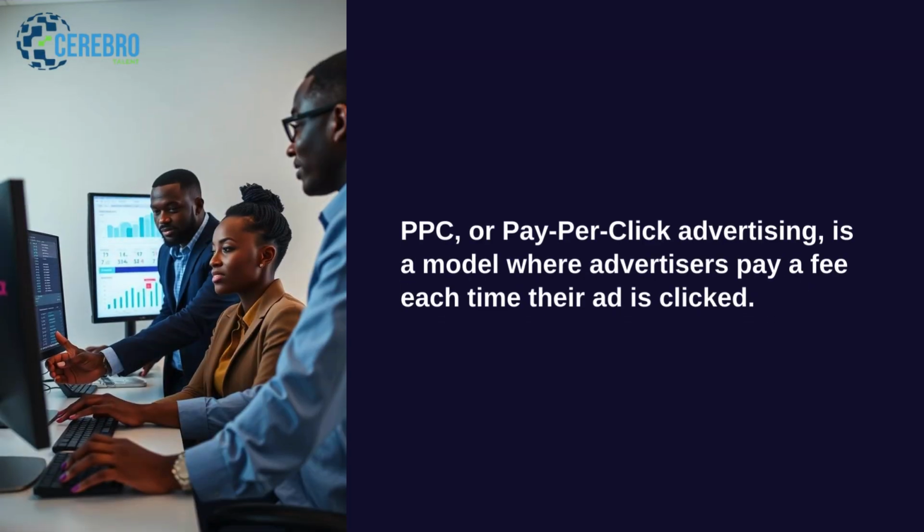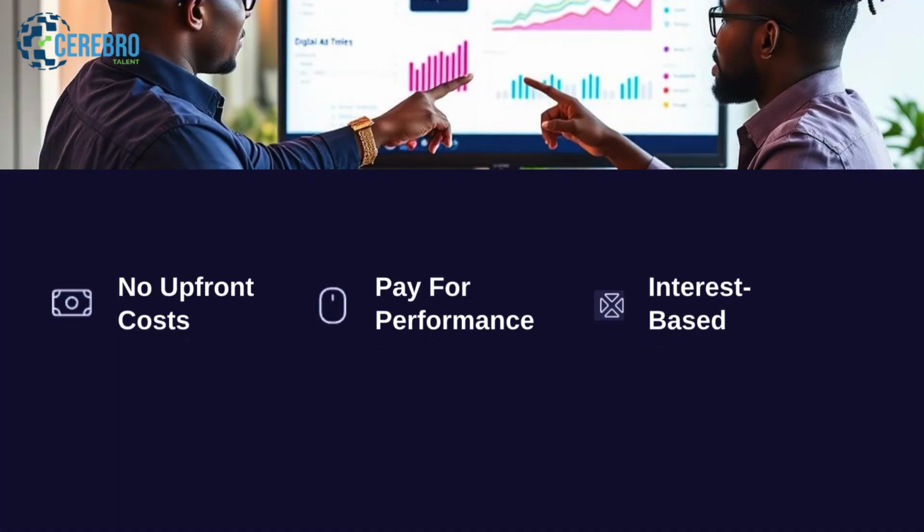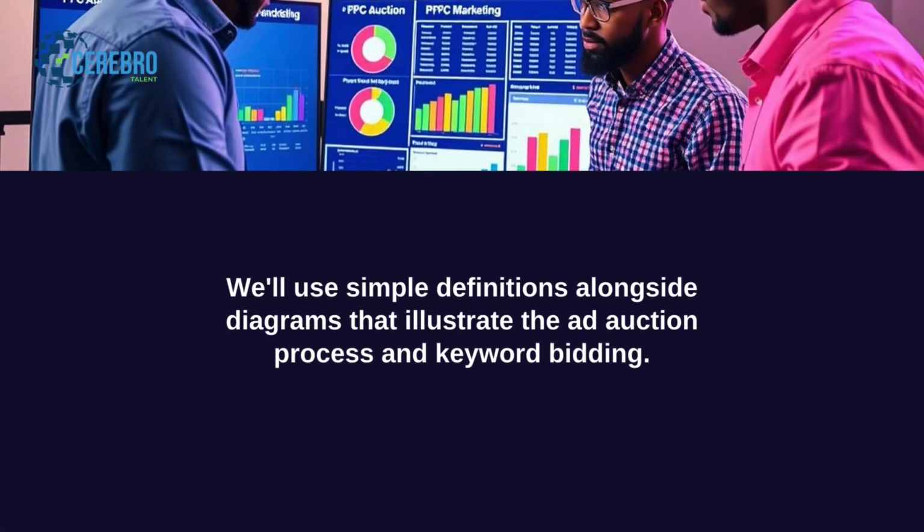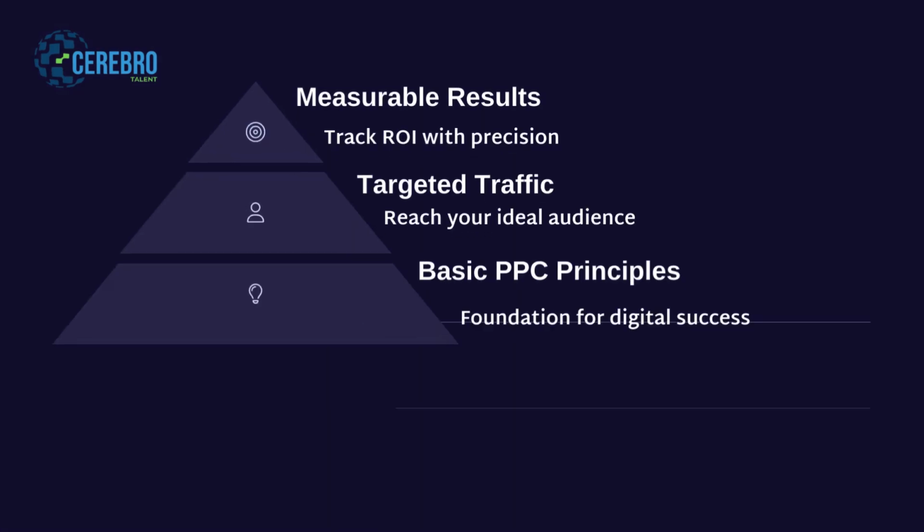PPC, or pay-per-click advertising, is a model where advertisers pay a fee each time their ad is clicked. This scene explains that PPC is not about paying for ad space up front. Instead, it's performance-based, ensuring you pay only when a potential customer shows interest. We'll use simple definitions alongside diagrams that illustrate the ad auction process in keyword bidding. Understanding these basic principles is critical to developing campaigns that drive targeted traffic and measurable results in the competitive digital marketplace.